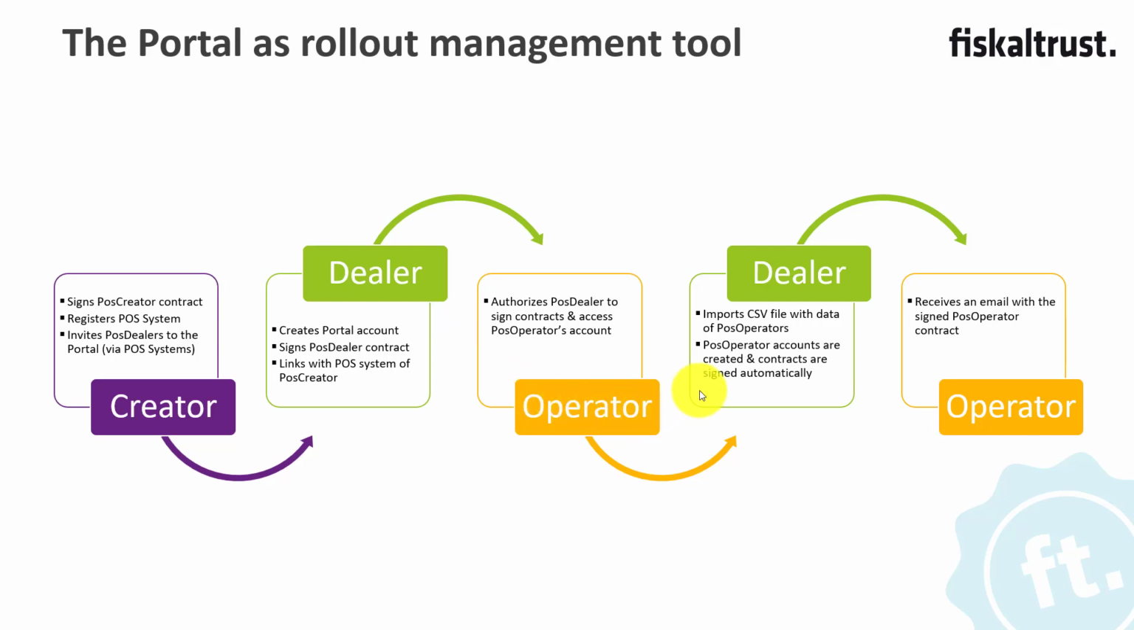Because in the next step, the POS dealer will import maybe a CSV file with the data of the POS operator. They could also do this manually, but it's usually not a good idea at a large scale. And then he can create the actual accounts in the portal of the operators. And this, for example, as mentioned here, can be done automatically via CSV import, could also be done manually. Both is possible. Also, they have the option to sign the contracts automatically, so there is also a POS operator contract to sign. And when all of this is done, the POS operator will receive an email with the signed POS operator contract.